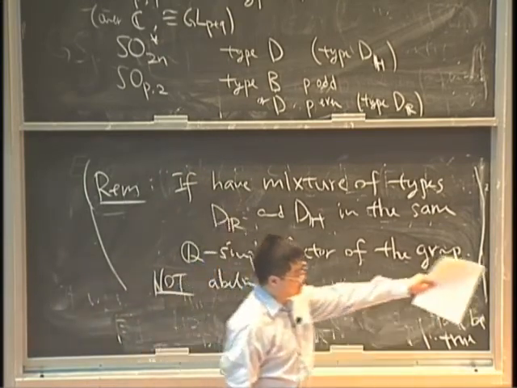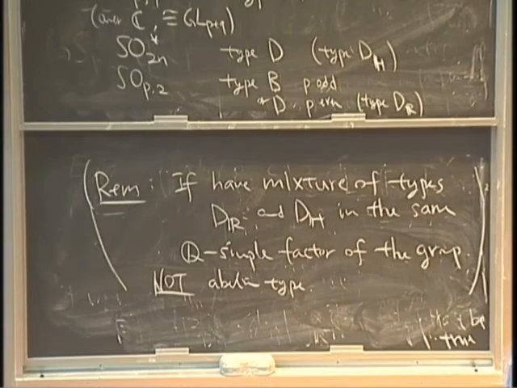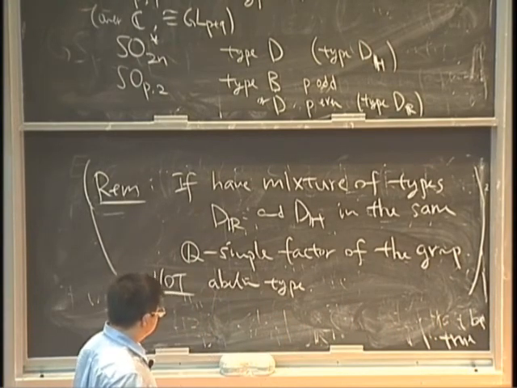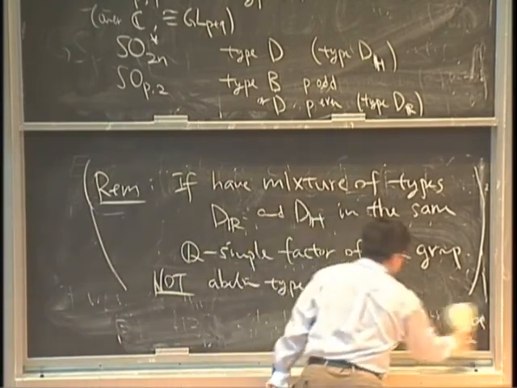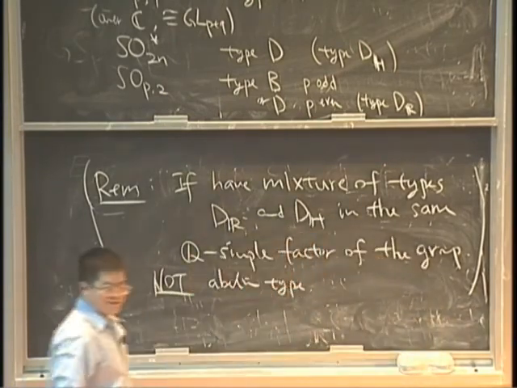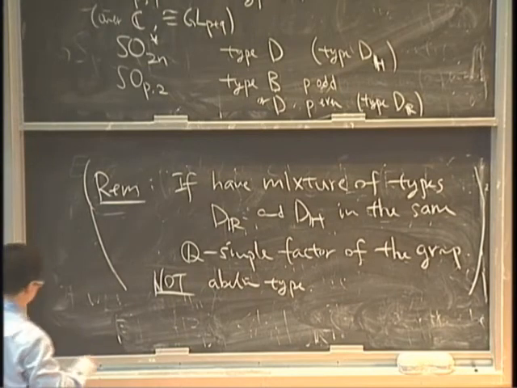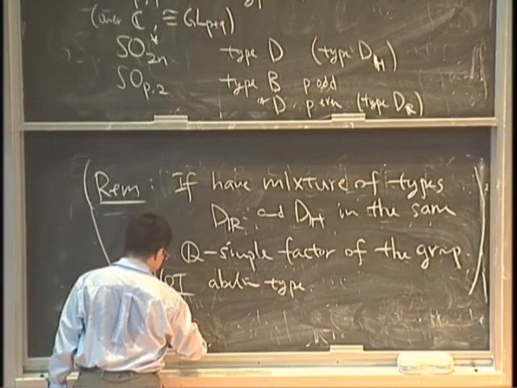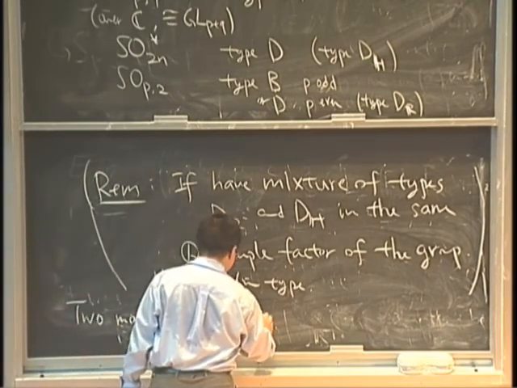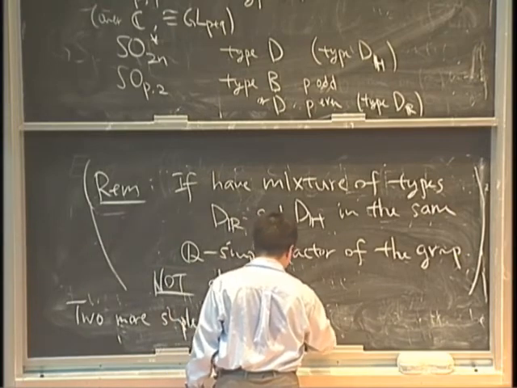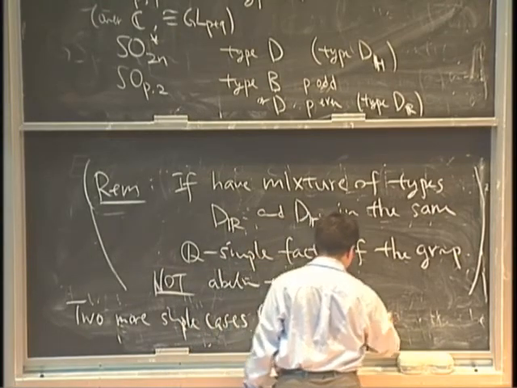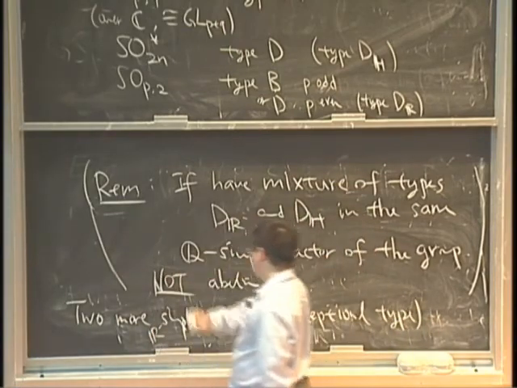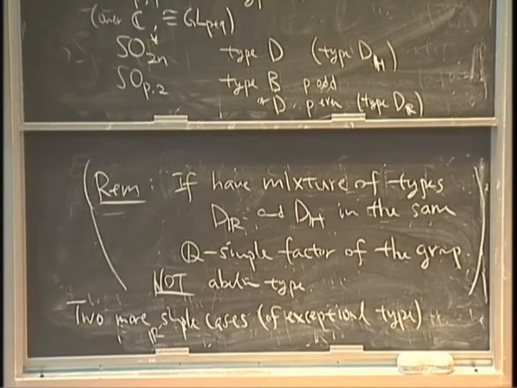So what I said there is only fair when you have the same kind of things together. If they're all type DR or all type DH, you can still talk about these things, but not when you have a mixture. But this doesn't finish all the possible list of simple-minded examples. There are just two more simple cases. Well, I should say, even over R, there are simple cases.